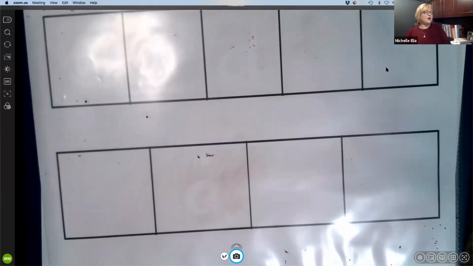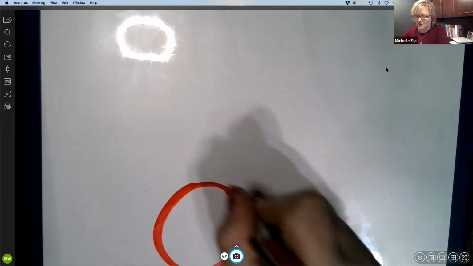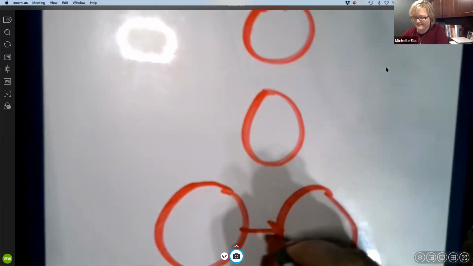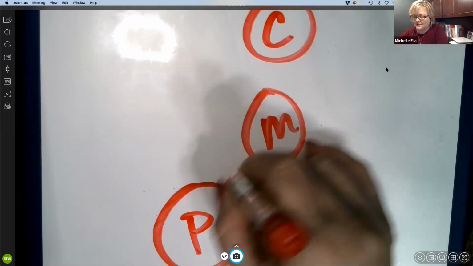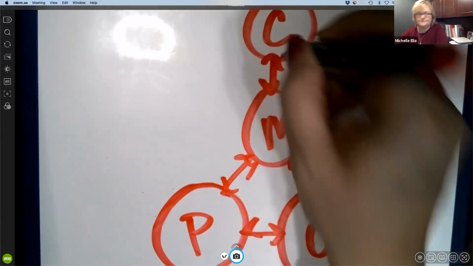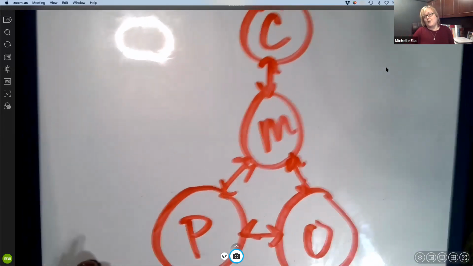I've got yet one more use of the 4-part processing system as a tool for teaching. So I'm going to draw my 4-part processing system. Phonology, orthography, meaning, context. Okay. So here's another way of using this system.